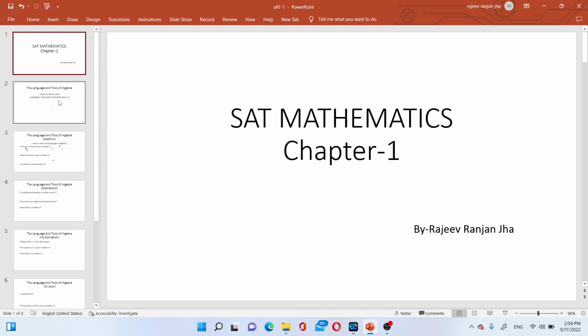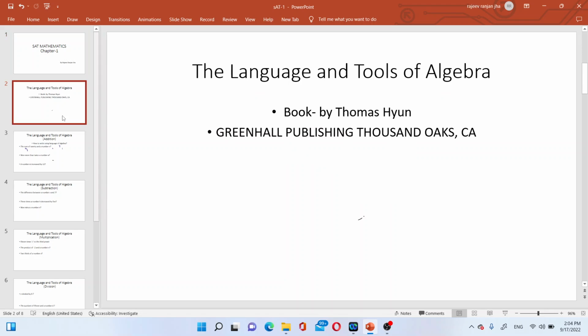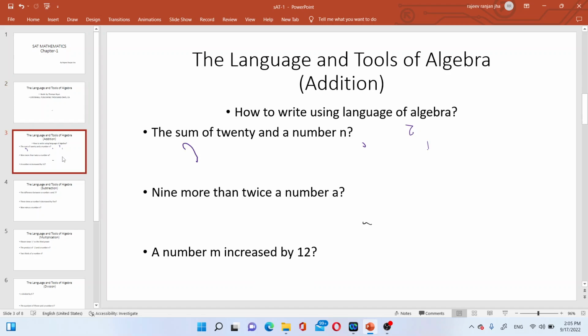So friends, today what we are going to learn is algebra, and the topic is the language and tools of algebra. And the book which we are using is by Thomas Hume, Greenhall Publishing, Thousand Oaks, CA. So now, friends, we directly move to the very interesting topic.